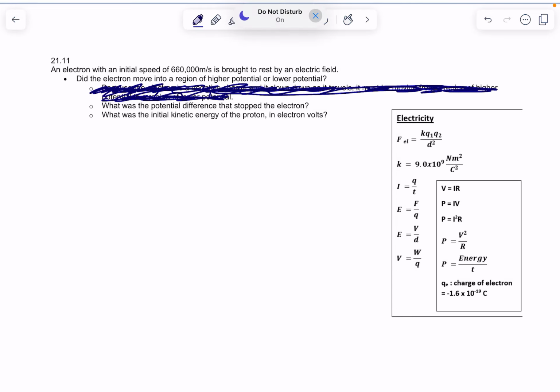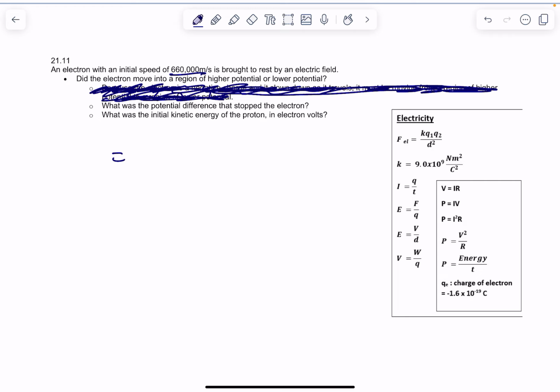Hey guys, on this particular question, we've got an electron with a particular speed, 660,000 meters per second. That sounds crazy, but it's an electron. Did it move to a higher or a lower potential energy? So let's think about that.